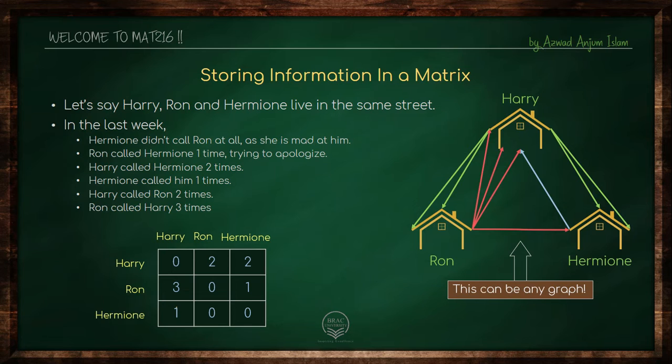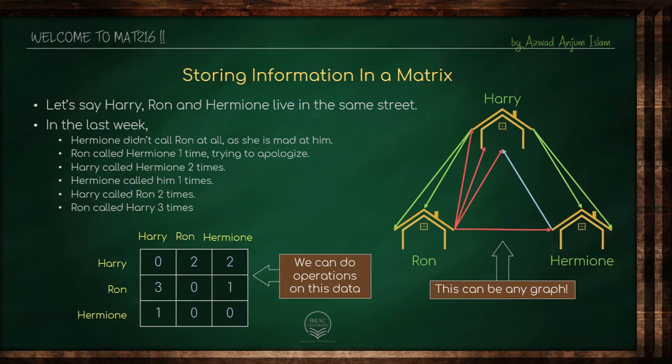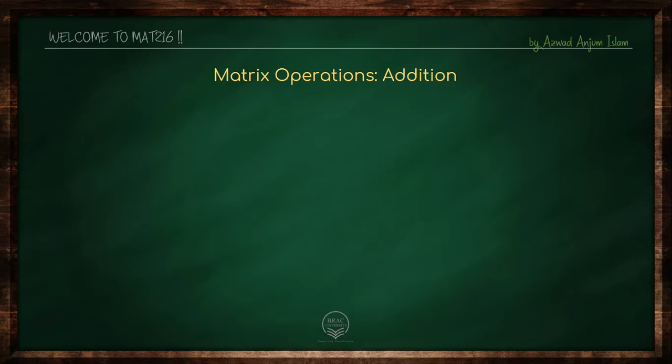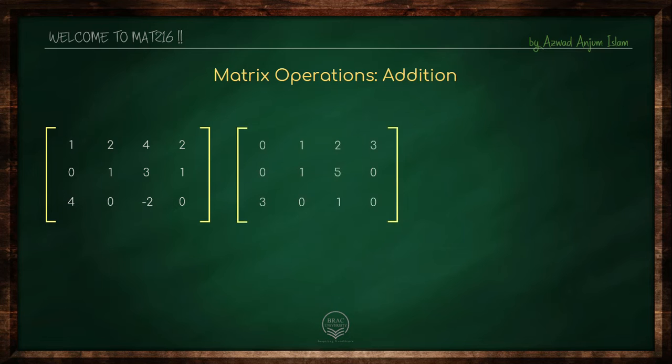And also, that's not all. We can operate on this data using various matrix operations. But before we look at that, let's just revise the operations for a minute. So first of all, we have matrix addition. This is very straightforward. We have a matrix, we have another matrix. Now we want to add those two matrices. What we do is add the individual elements.